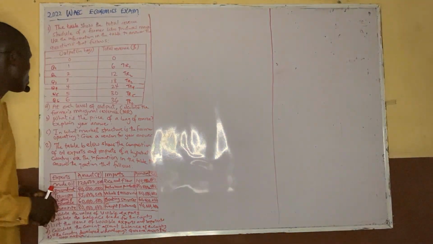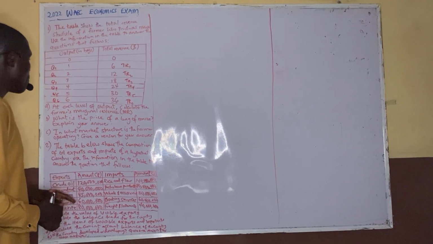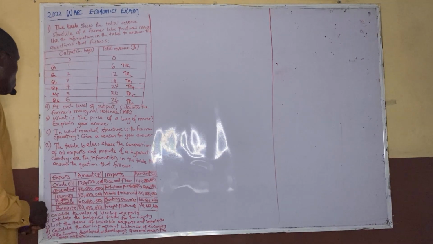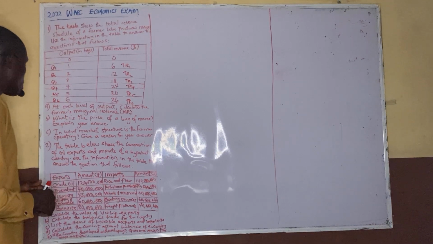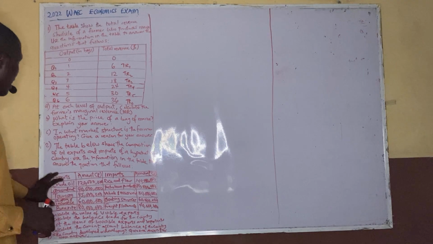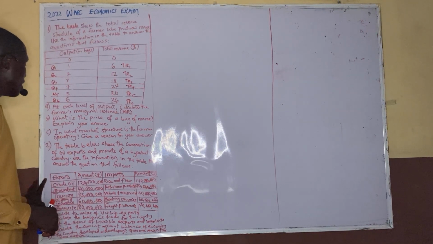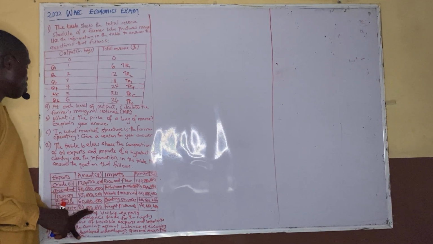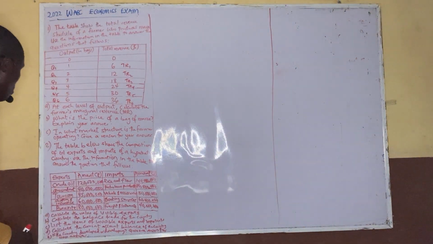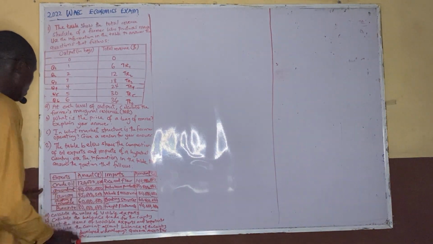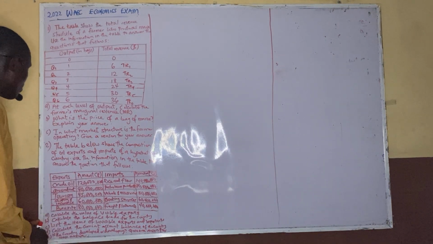Now we are going to move into the next question. Number two says that the table below shows the composition of all exports and imports of a hypothetical country. Use the information in the table to answer the questions that follow. We have the export product, the amount of the exported product, the imported product, and the amount of the imported product. So we are asked to use this table of a hypothetical country to solve the questions that follow.